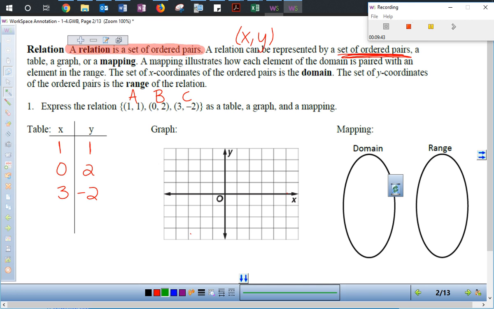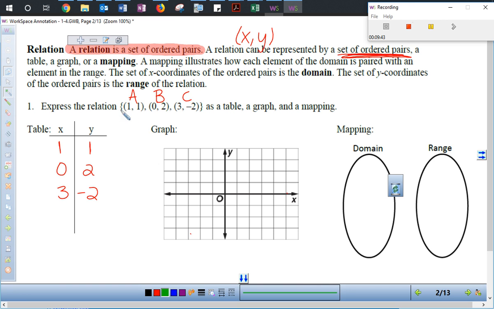Next, they want us to express the relation as a graph. Now they've given us a graph, they've identified the x and the y-axis, which is good, but before you can graph, and this is very, very important, we need to have a scale. Now, I don't care what the scale is. You need to make sure it fits, though.